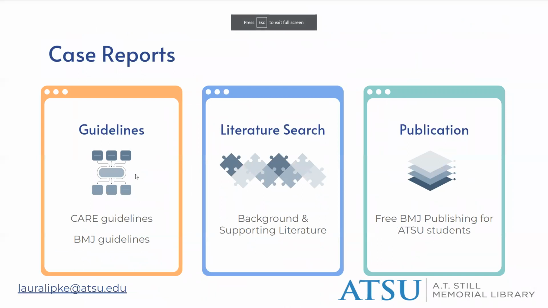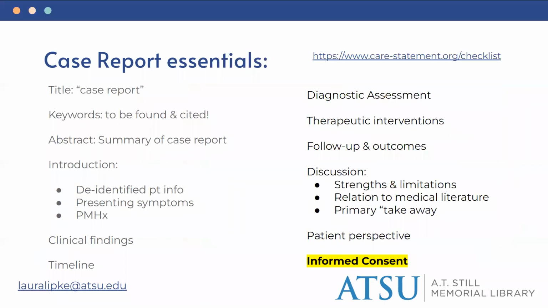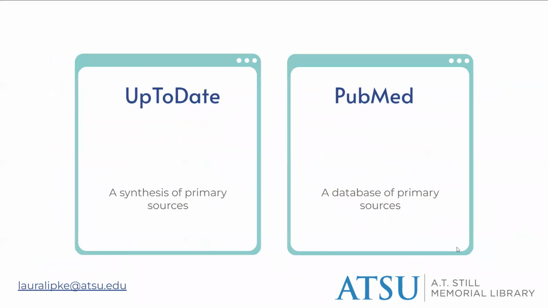So again, with case reports, you want to make sure you follow the guidelines. You're going to have to do a literature search. You're going to need to find background and supporting literature, so you'll need to know how to cite that literature. If you need a refresher on how to use a citation manager, or you've never used one, please let me know. I'm happy to help you with that as well. And again, I can help you with publishing. Here again are the case report essentials, and note that I have highlighted that you need informed consent.